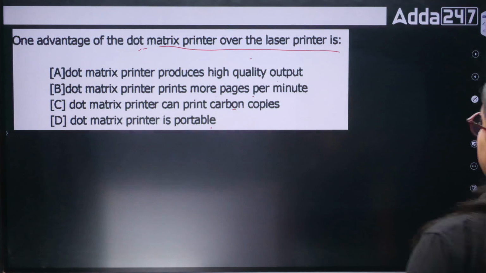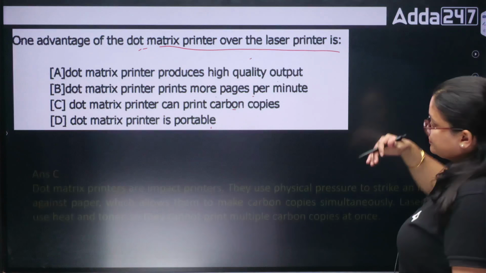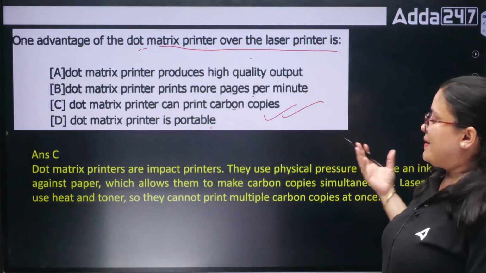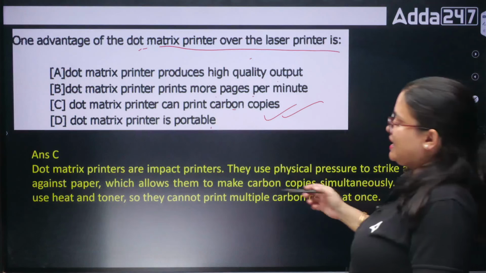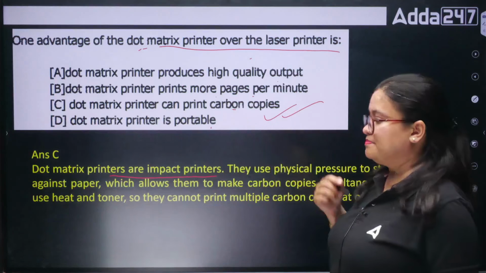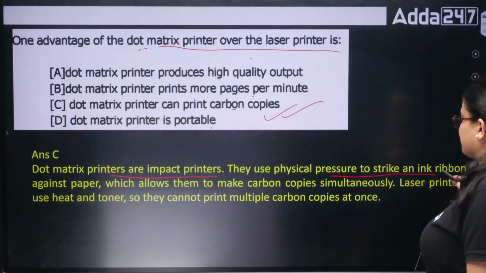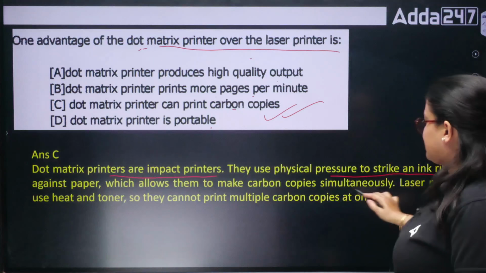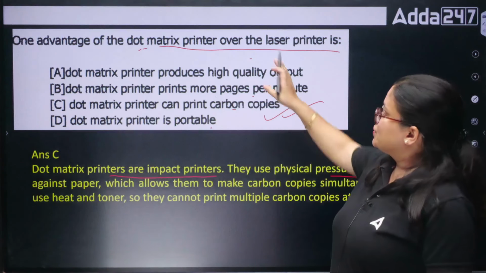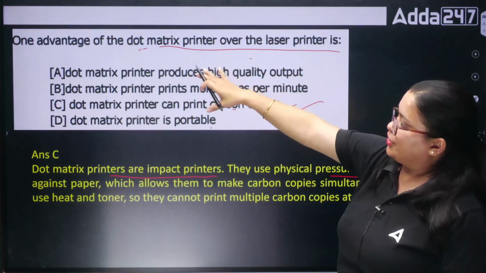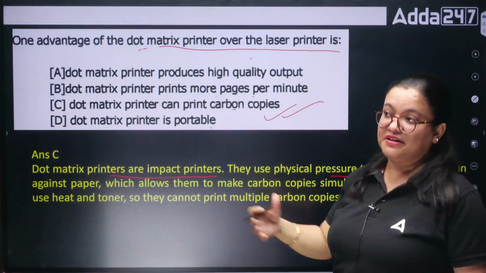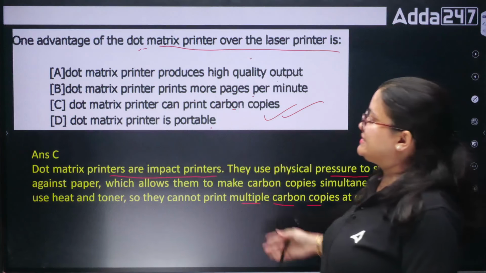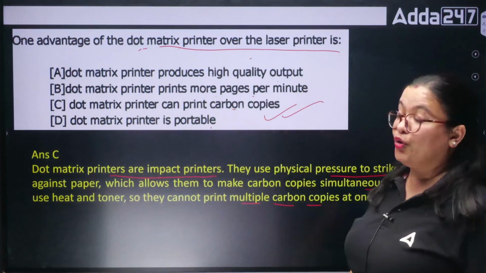When we talk about the dot matrix printer, the advantage is they can print more carbon copies. That is one of the advantages. Apart from that, we also say dot matrix printers are impact printers. They use physical pressure to strike an ink ribbon against paper, which allows making carbon copies, multiple copies simultaneously. Laser printers use heat and toner. So this is the disadvantage of laser printers over dot matrix: laser printers use heat, so they cannot print multiple carbon copies at once. So nowadays we usually see dot matrix or impact printers used more than laser for this.